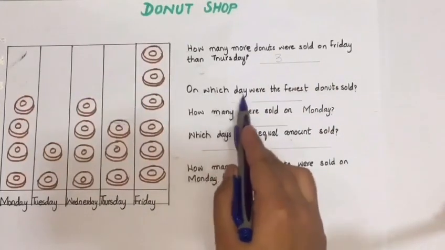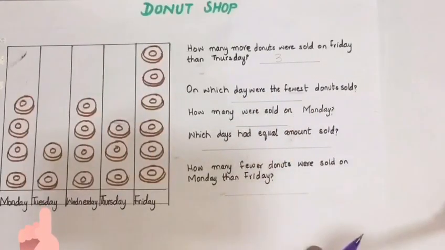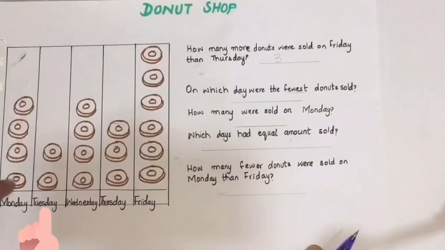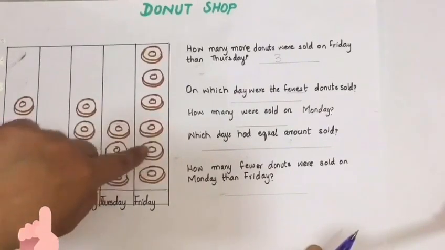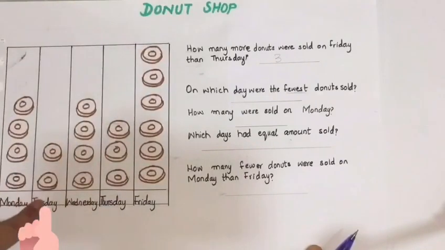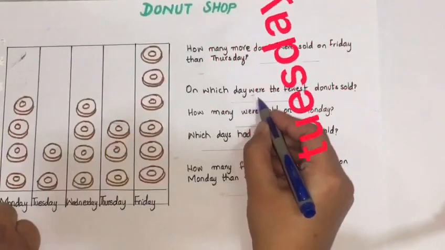On which day were the fewest donuts sold? Now you have to look at the graph and find the number of donuts that is the fewest. So 1, 2, 3, 4, that is 2, that is again 4, that is 3, and that is 1, 2, 3, 4, 5, 6. So on Tuesday, on which day? We are not going to mention the number of donuts sold, we are going to mention the day. The question is on which day, so I'm going to write Tuesday.